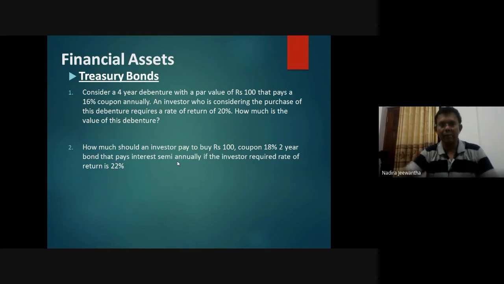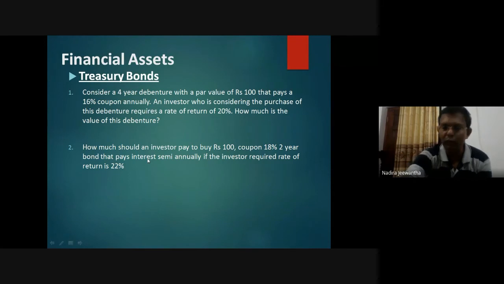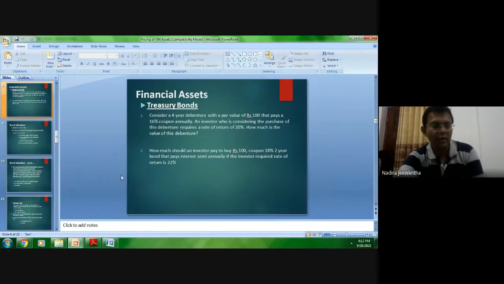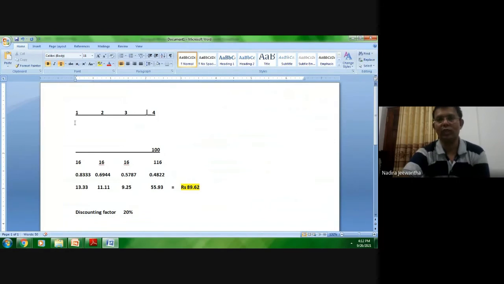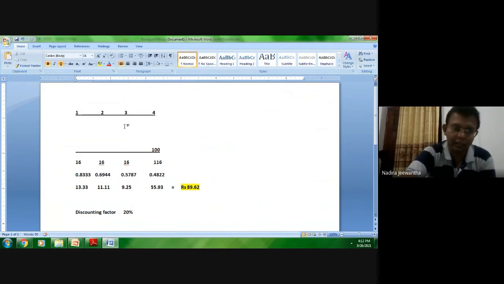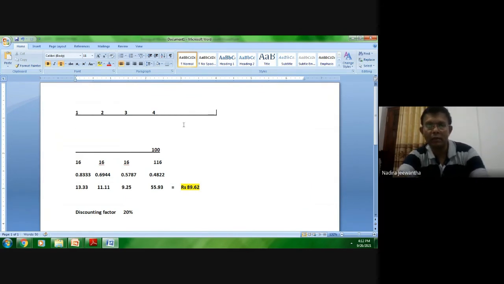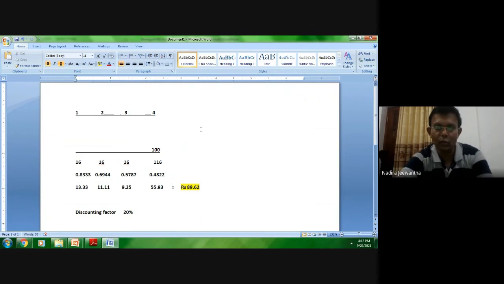Now in this case, semi-annual, every year you have 2 coupons. Here the remaining maturity period is 2 years. So the number of coupons is 4, and the number of periods is also 4. 1, 2, 3, 4. Now I'm not referring to the year, I'm referring to the period. In the first period, how much are you getting? The coupon interest.